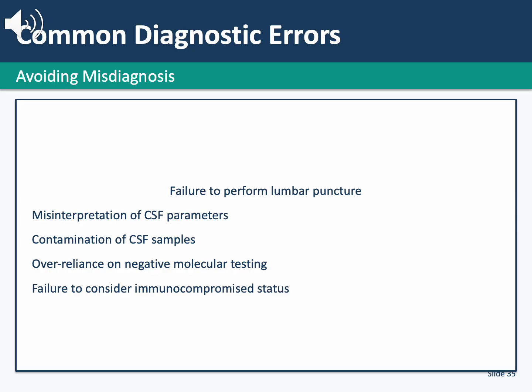Over-reliance on negative molecular testing without clinical correlation can lead to misdiagnosis of rare pathogens. Failure to consider immunocompromised status and risk for opportunistic infections can lead to delayed diagnosis. Inadequate empiric therapy coverage can result in treatment failure. Failure to recognize complications such as hydrocephalus or subdural empyema can result in poor outcomes. Awareness of these pitfalls and a systematic diagnostic approach can help avoid errors.